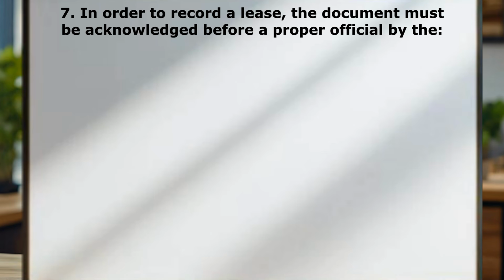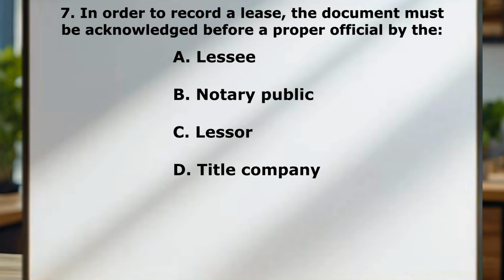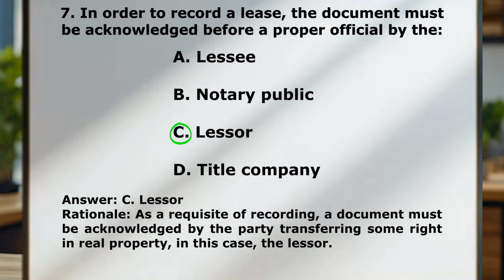Question number 7, in order to record a lease, the document must be acknowledged before a proper official by the A, lessee, B, notary public, C, lessor, D, title company. Correct answer here is C, lessor. As a requisite of recording, a document must be acknowledged by the party transferring some right in real property. In this case, the lessor. I would highly recommend you know the difference between lessor and lessee. That will help you get a ton of points and you'll actually understand what the questions are asking.